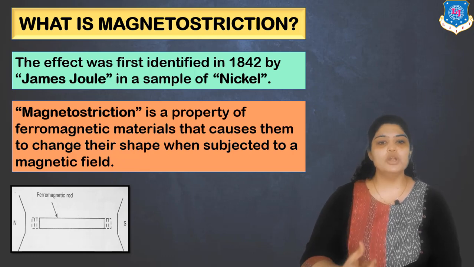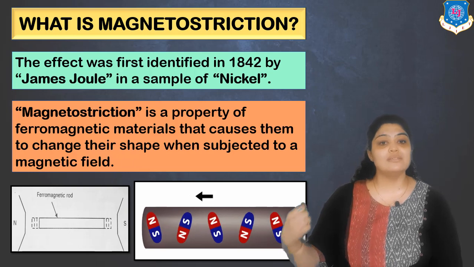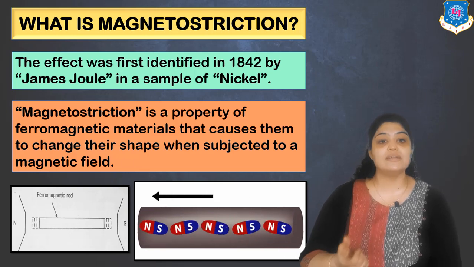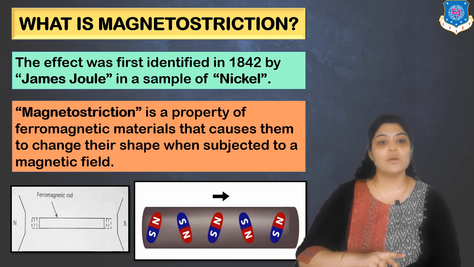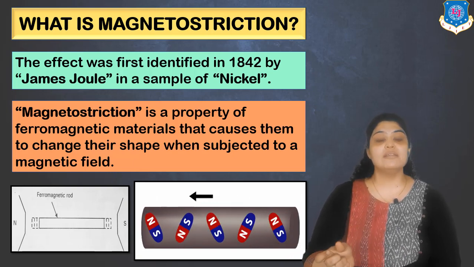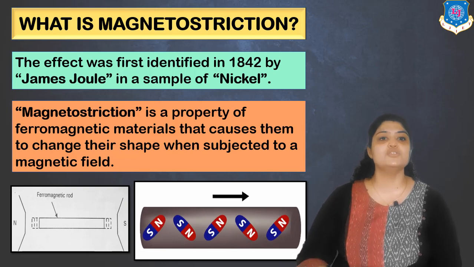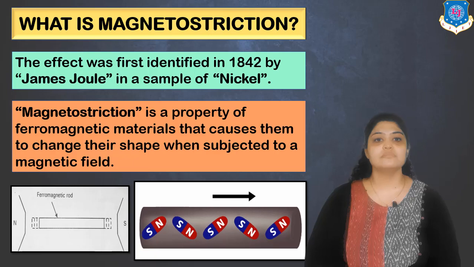Let's have a look at what exactly happens to the ferromagnetic material. In this animation, you can see that the arrow shows north and south. That means an alternating magnetic field, and in between you can see that the material is expanding and contracting, expanding and contracting. That means the dimensions of the material are changing.